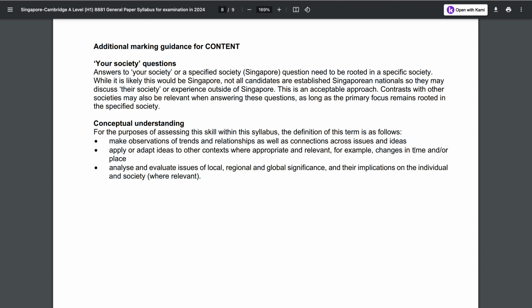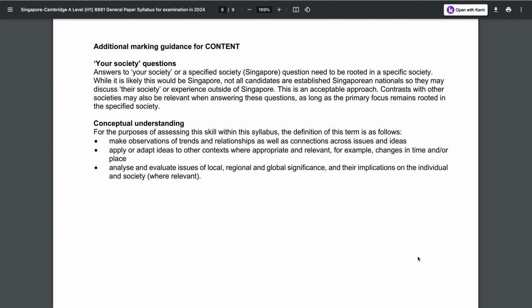Second point, apply or adapt ideas to other contexts where appropriate and relevant, for example, changes in time and or place. This is what we mean by having a large range of contexts. For those of you that learned the enhanced paragraph structure, C1, C2 comes into play here, because you have to have a large range of contexts, be it the minority versus majority, past versus present, whatever have you. You need to have that range, and the range of discussion as well.